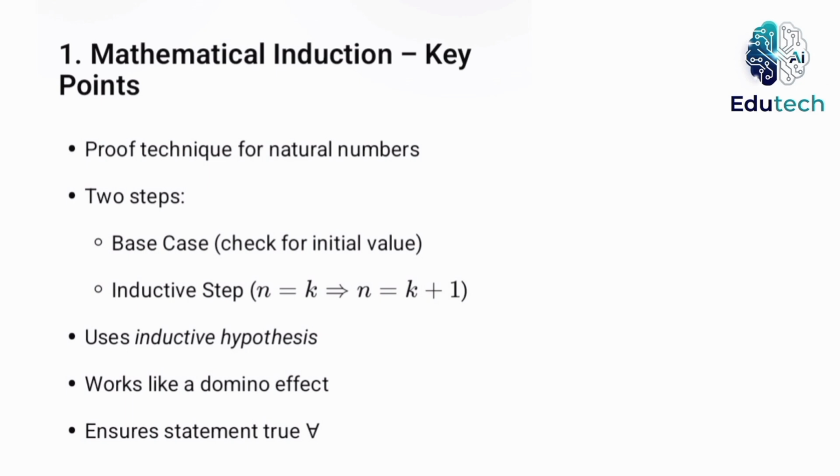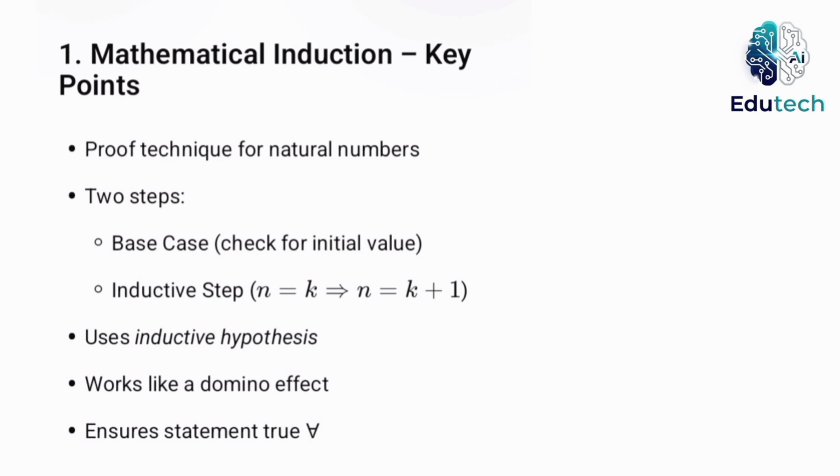What is mathematical induction? Explain its principle. Mathematical induction is a proof technique used to establish that a statement is true for all natural numbers. It works in two main steps, the base case and the inductive step. In the base case, we verify that the statement holds for the initial value.